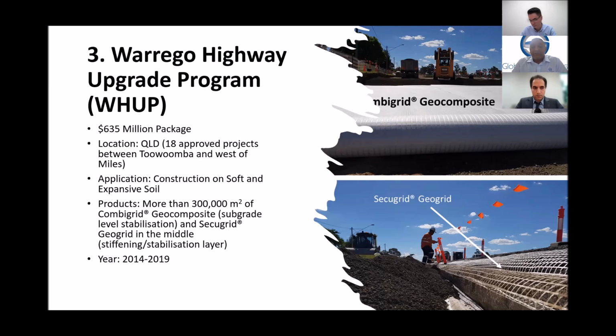We supplied more than 300,000 square metres of Combigrid geocomposite at the subgrade level for stabilisation and improving the bearing capacity. And we used SecuGrid geogrid in the middle of the pavement layers for stiffening and stabilisation, to improve the expansive subgrade behaviours. The project went from 2014 to 2019.